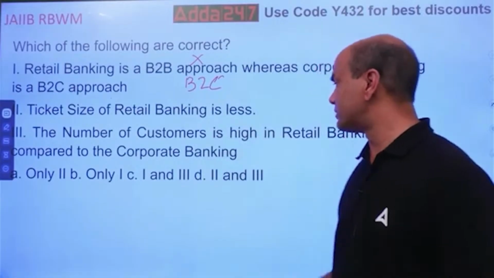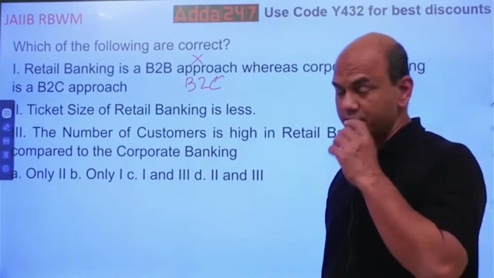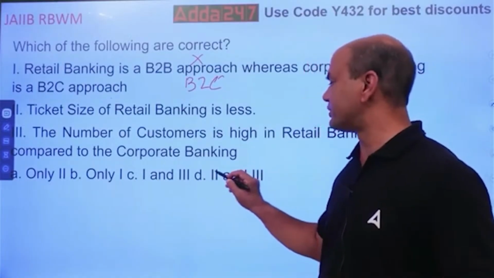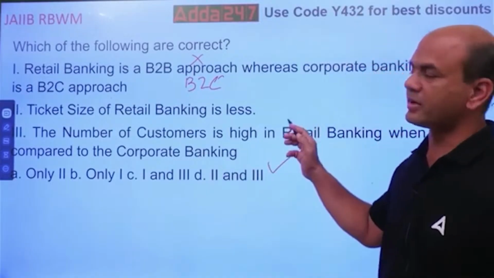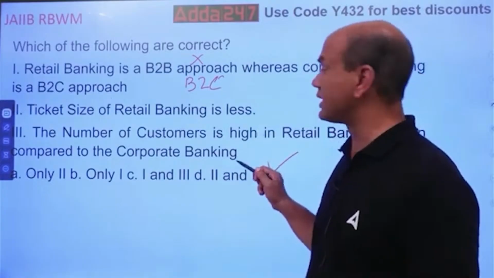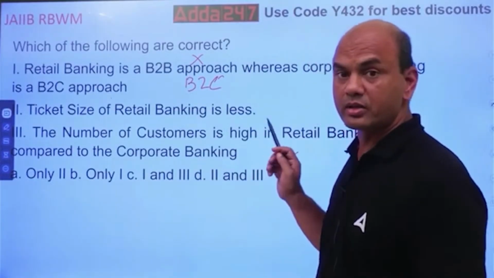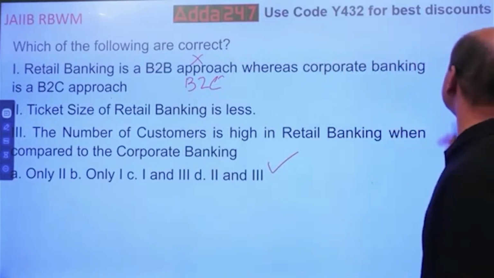Second, the number of customers is high. So which one of them is true over here? Obviously now 2 and 3, because the first answer I gave was wrong. So 2 and 3 is correct. Ticket size of retail banking is smaller and the number of customers in retail banking is higher as compared to corporate banking. Okay. Next.